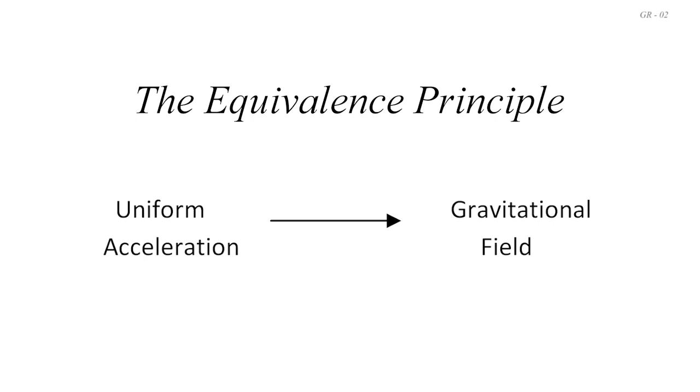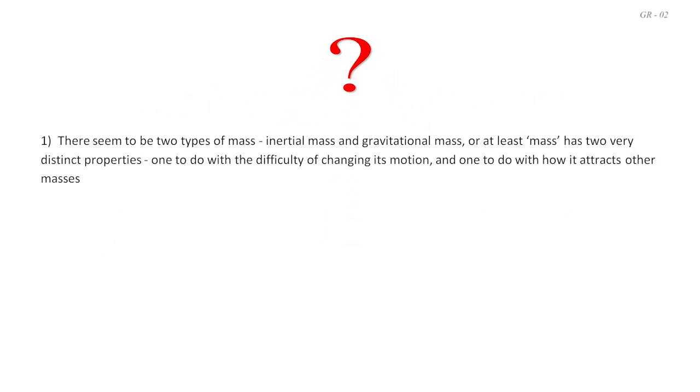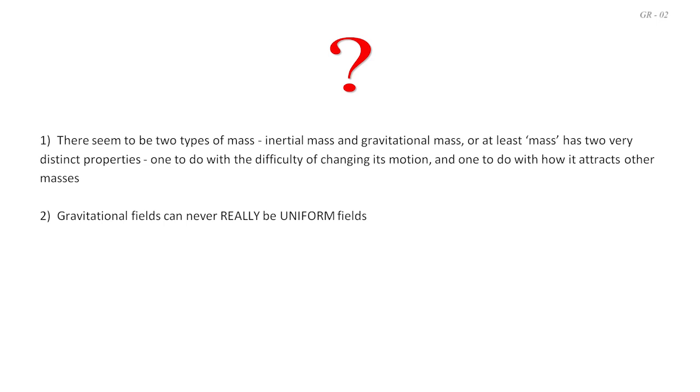From our consideration in the last video about Newtonian mechanics and gravitation, and from what we've just been thinking about, a number of questions have arisen. Firstly, there seem to be two types of mass, inertial mass and gravitational mass, or at least mass has two very distinct properties, one to do with the difficulty of changing its motion, and one to do with how it attracts other masses. Secondly, gravitational fields can never really be uniform fields.